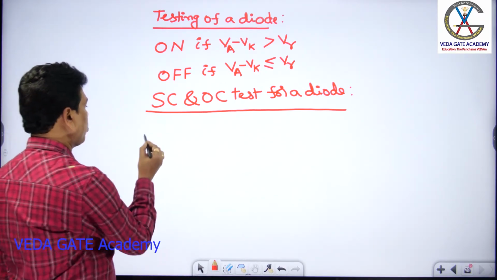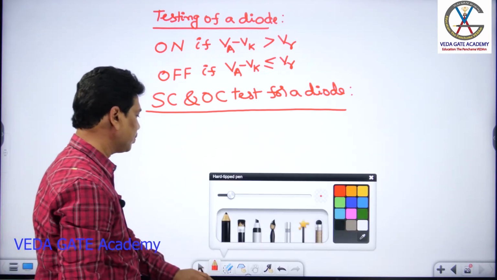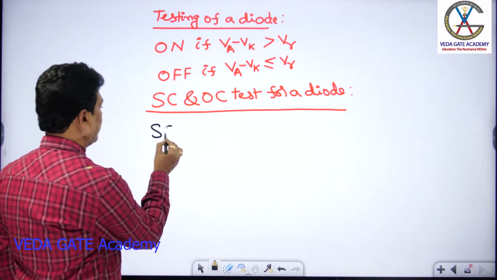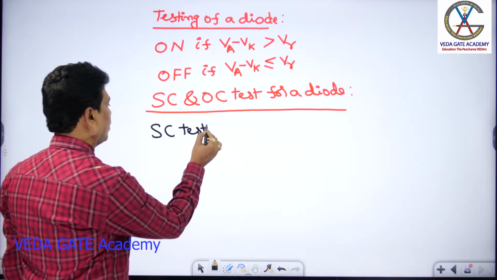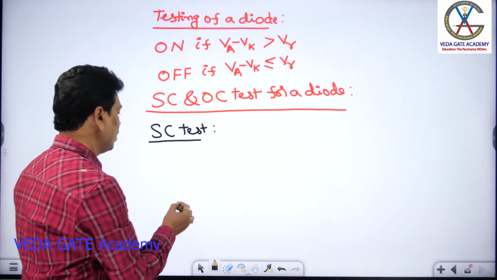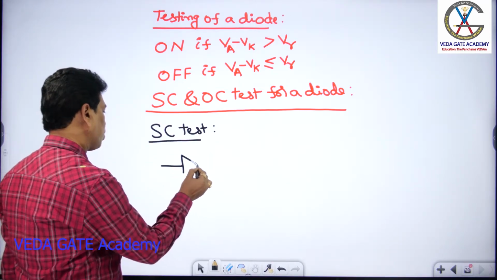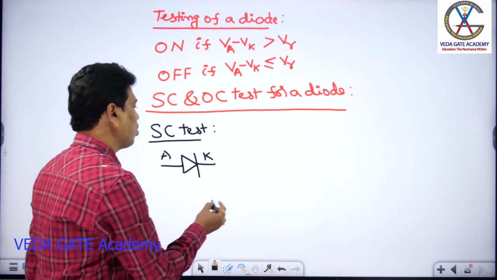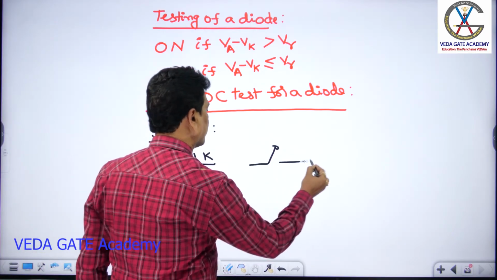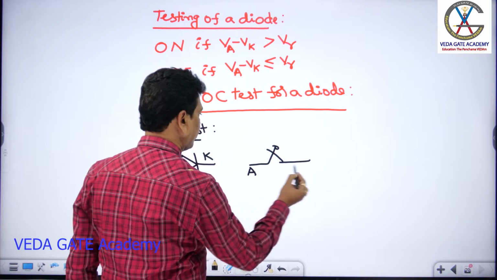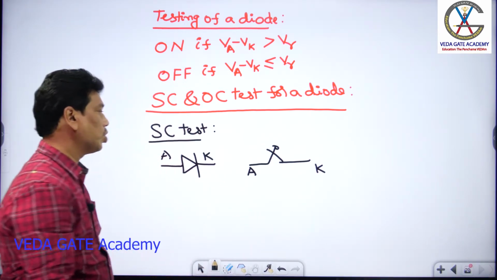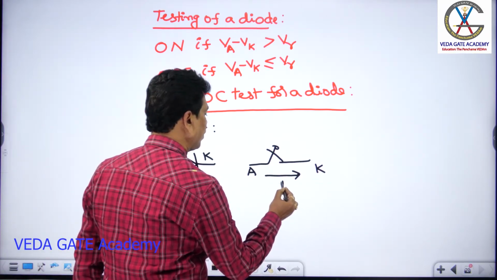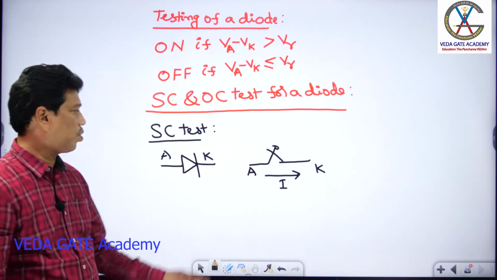First, I can go for the short circuit test. First we examine the short circuit test, the SC test. In this one, what you can assume is that the given PN diode acts as a short circuit. This is the given diode. So this diode is assumed to be a short circuit, the diode is short circuited. In this short circuit diode, calculate the current from anode to cathode.